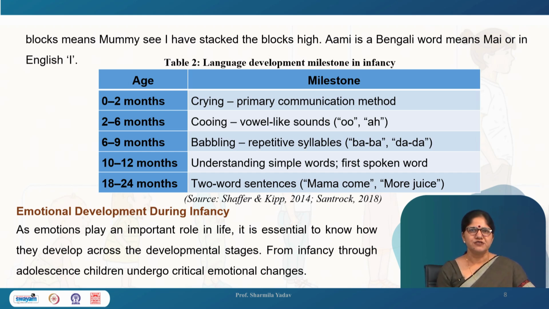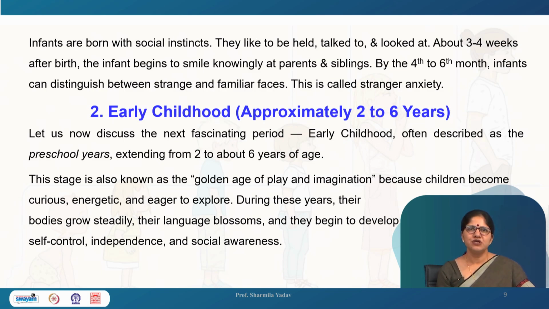Emotional development during infancy. As emotions play an important role in life, it is essential to know how they develop across the developmental stages. From infancy through adolescence, children undergo critical emotional changes. Infants are born with social instincts. They like to be held, talked to, or looked at. About 3 to 4 weeks after birth, the infants begin to smile knowingly at parents and siblings. By the 4th to 6th month, infants can distinguish between strange and familiar faces. This is called stranger anxiety.